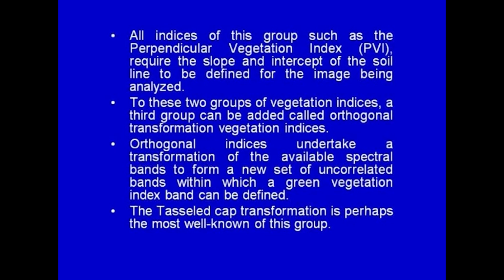To these two groups of vegetation indices, a third group can be added called the orthogonal transformation vegetation indices. Orthogonal indices undertake a transformation of the available spectral bands to form a new set of uncorrelated bands within which a green vegetation index band can be defined. The tassel cap transformation is perhaps the most well known in this particular group.